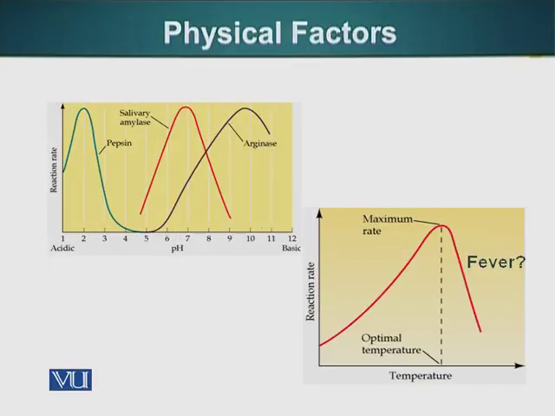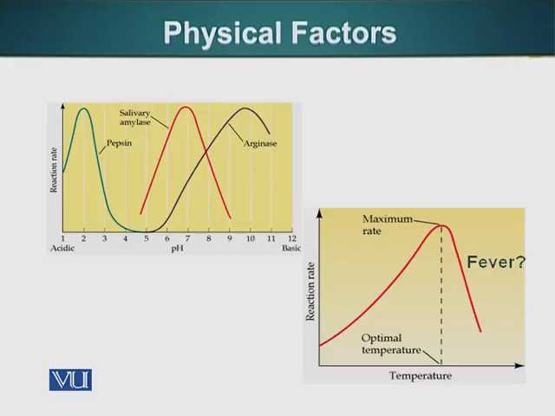Now let's look at another feature of enzymes. Enzymes require certain conditions to function. Some enzymes work at acidic conditions. For example, pepsin works at acidic condition. Salivary amylase works at a neutral condition, in neutral pH. Arginase, however, likes to have basic pH. So enzyme function not only can be regulated by different inhibitors, enzyme function can also be manipulated by the pH.